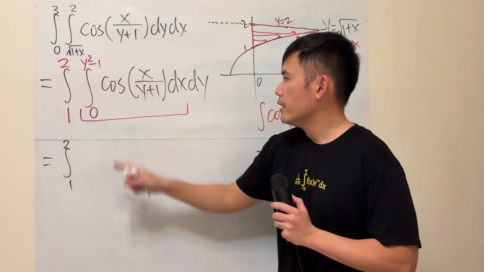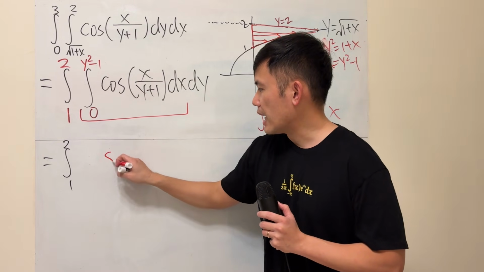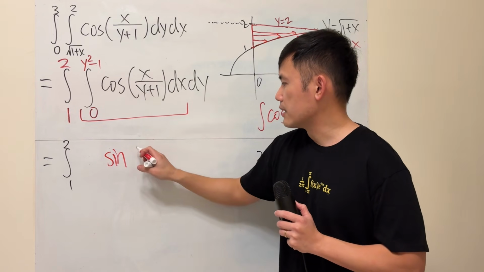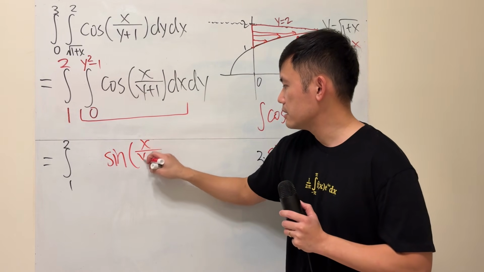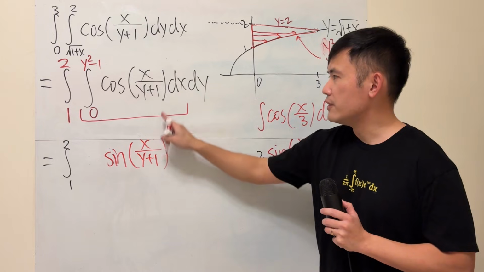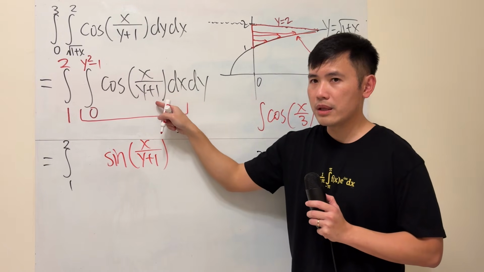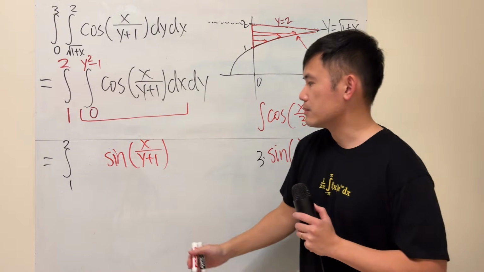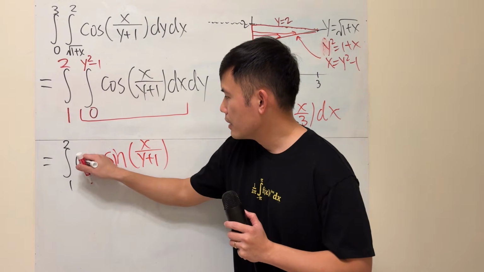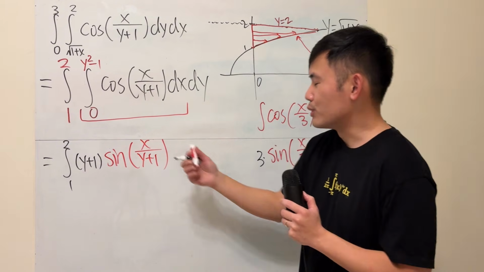Same thing here. Integrating cosine, we get sine. x over a constant stays. But we will have to divide it by the derivative of this. The constant is 1 over y plus 1. Divided by that, it's the same as multiplying by that, the reciprocal.